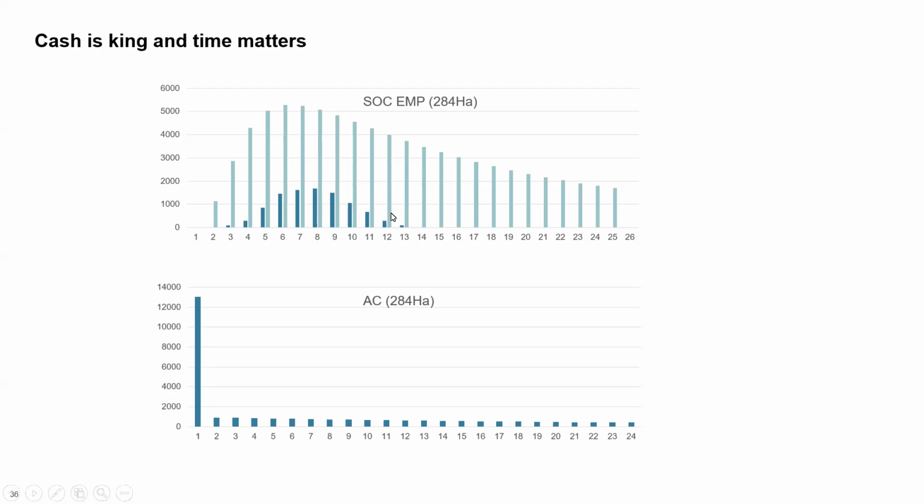And that graph, you see what I mean? Your soil carbon increases, and then it doesn't decrease, but it increases more slowly. It's the incremental ACCUs per year. It's not the cumulative ACCUs per year. Why doesn't it keep going past year 13? That's a really, really good question.